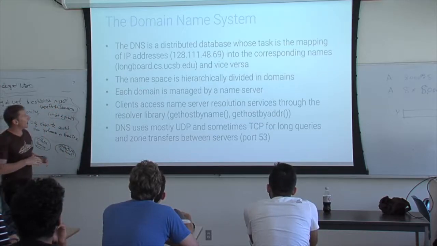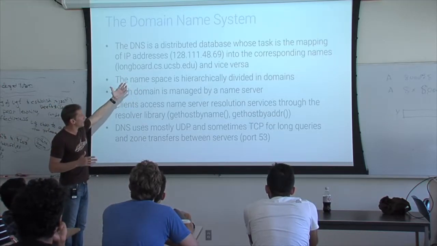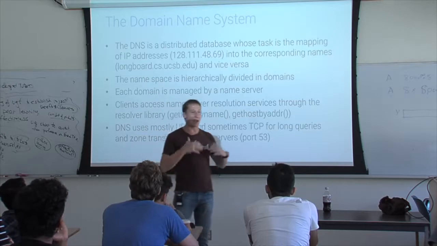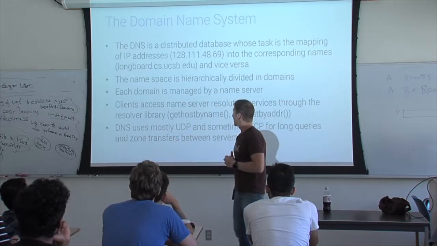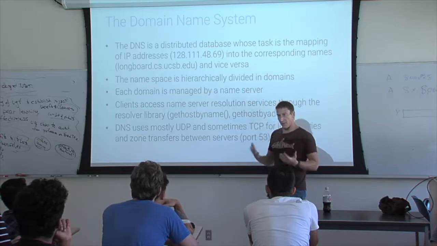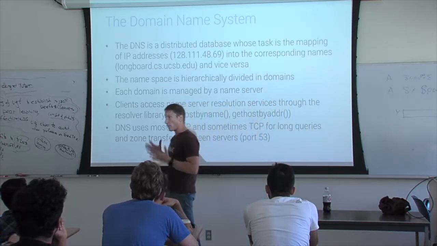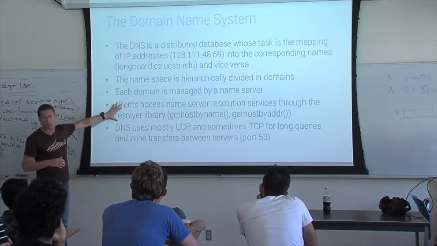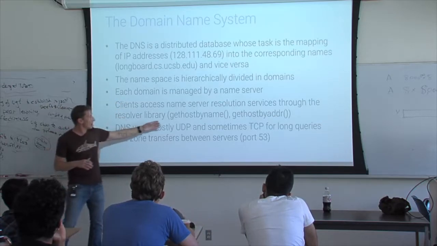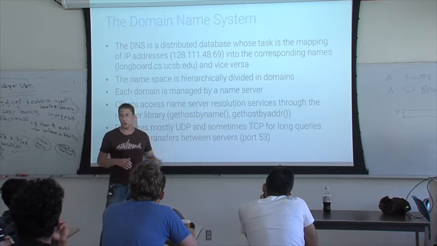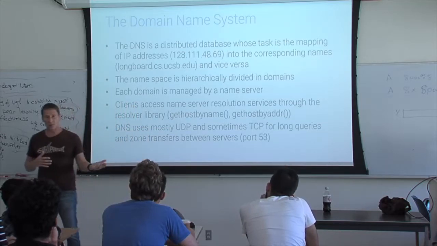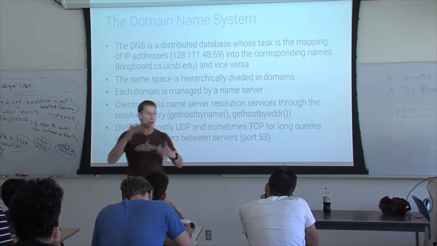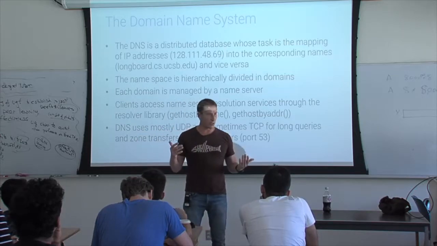So I remember this is one of the machines in my lab, and in order to allow this, the internet has created this hierarchical system called the DNS, where each domain is managed by a specific server. It's called the authoritative server for that particular subdomain. And the clients access this using something called the resolver library. So in C code, you will see calls like gethostbyname, gethostbyaddr, and the library takes care of making the right invocation to the DNS and returns the information that you have.